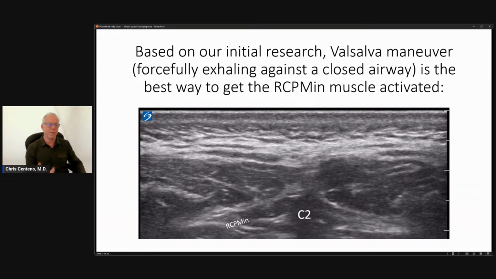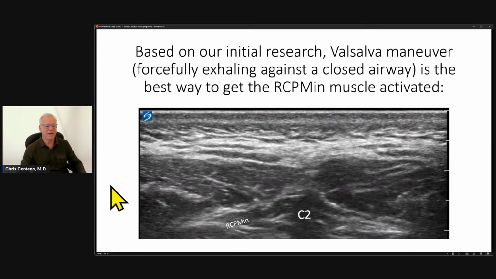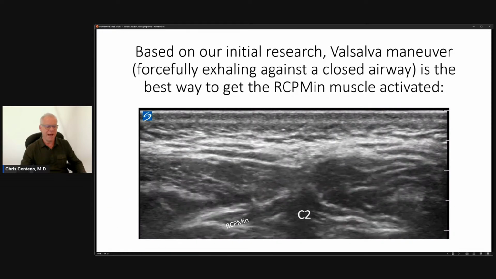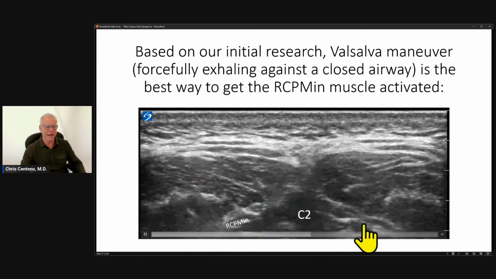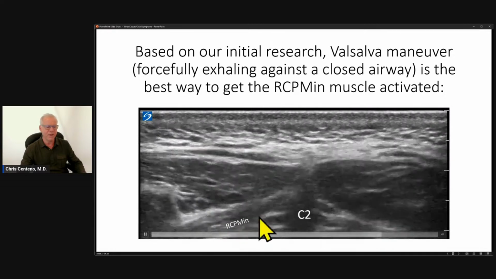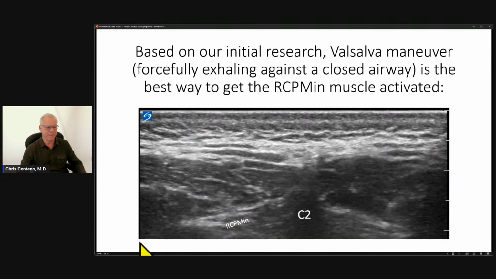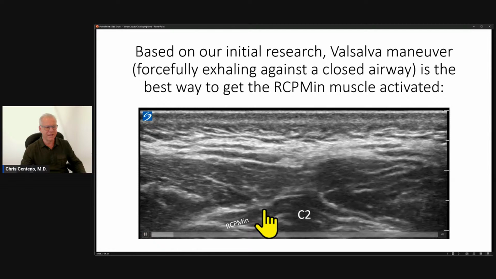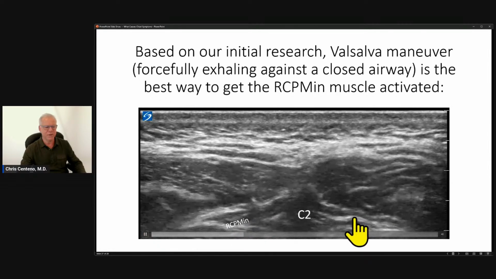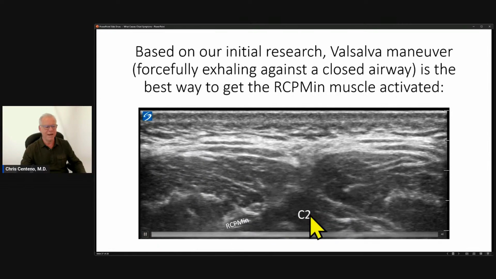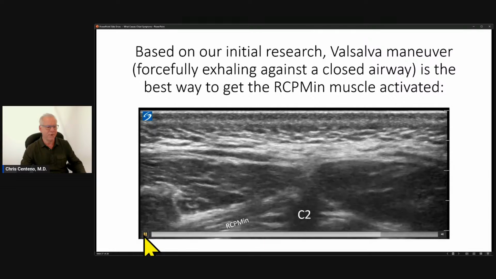Versus a Valsalva maneuver. A Valsalva maneuver is forcibly exhaling against a closed airway, kind of bearing down. And it turns out that that Valsalva maneuver is the best way to get this muscle activated. So if we look at our research on that, this is the muscle right here. You can see it activating quite nicely with a Valsalva maneuver. So again, watch that again. This is the muscle. This is the muscle. You can see it activating quite nicely with that Valsalva maneuver.